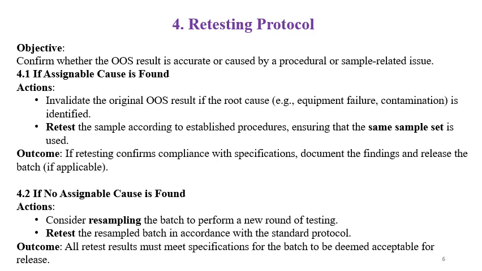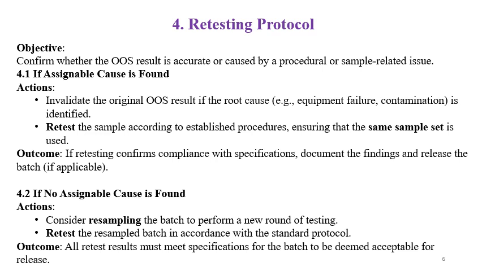So if you found that the OOS result was generated because of equipment failure, sample handling problem, or contamination, then retest the sample, and if it complies with the specification, then release the batch.